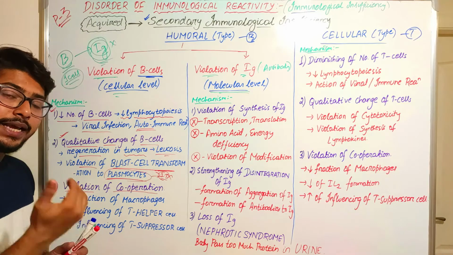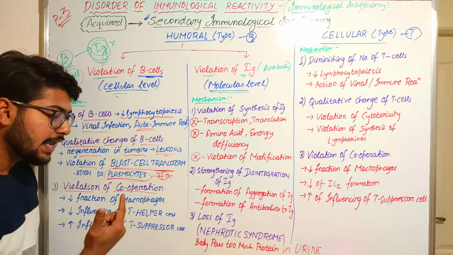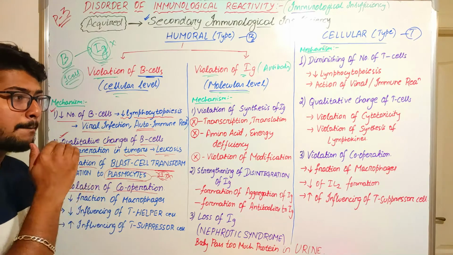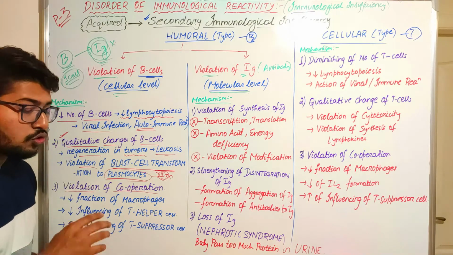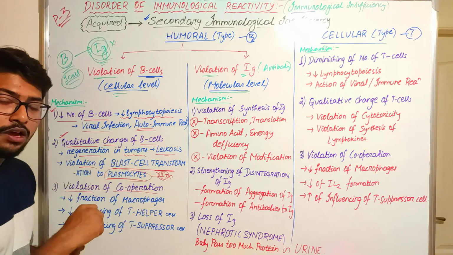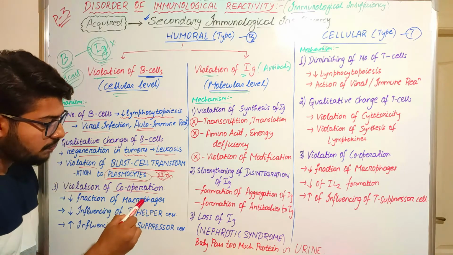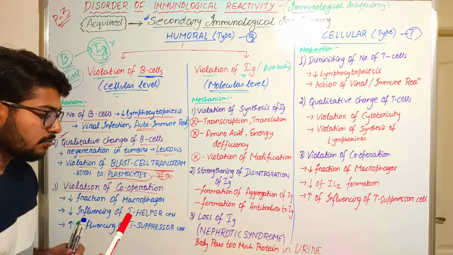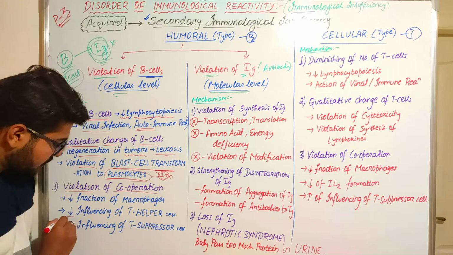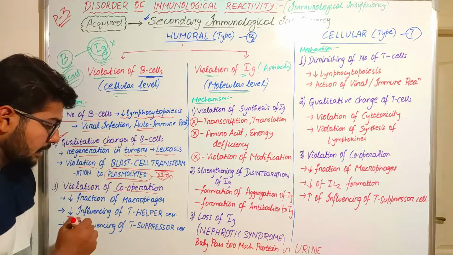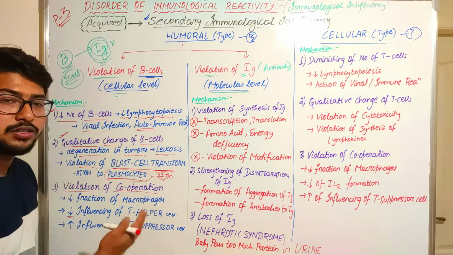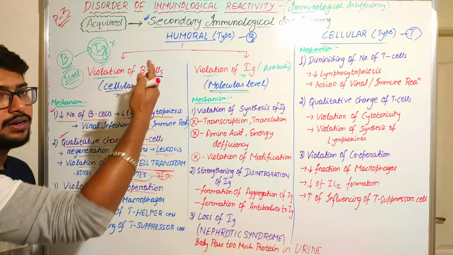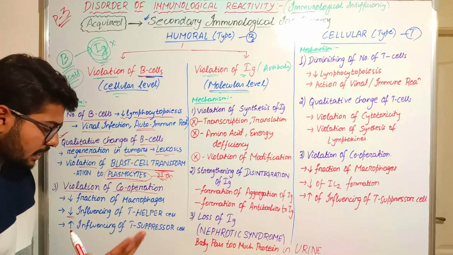Second, if there is a decrease in the influence of T helper cells. T helper cells help to transfer the message from the macrophages to B cells, or B lymphocytes, for the production of antibodies. So if its function or influence decreases, then there will be a violation of cooperation and a violation of B cells. Finally, no antibody or less antibody.